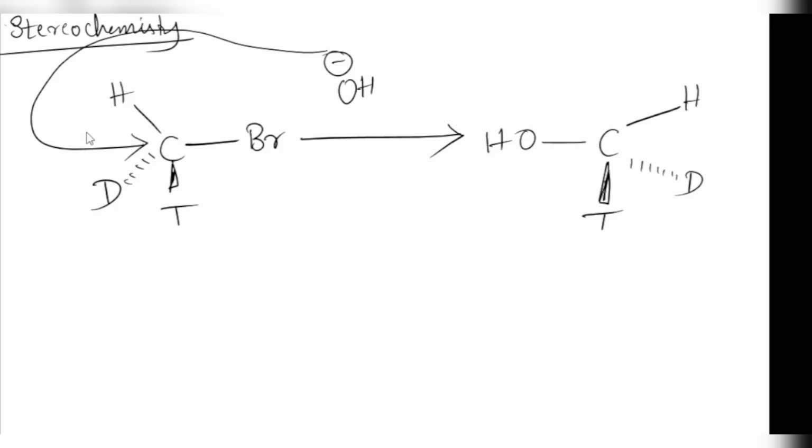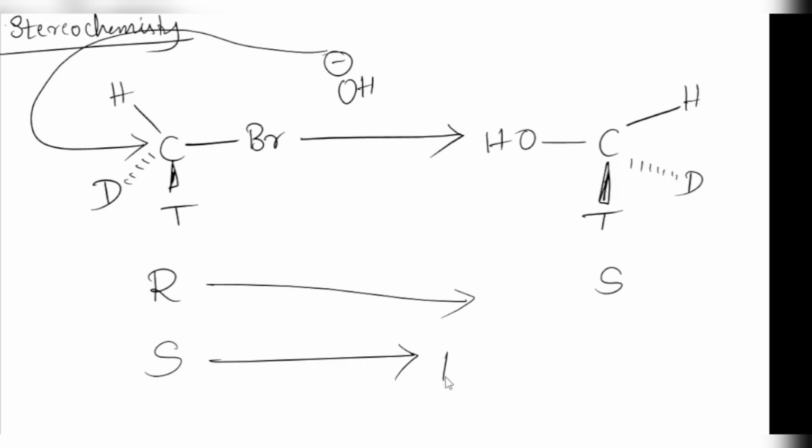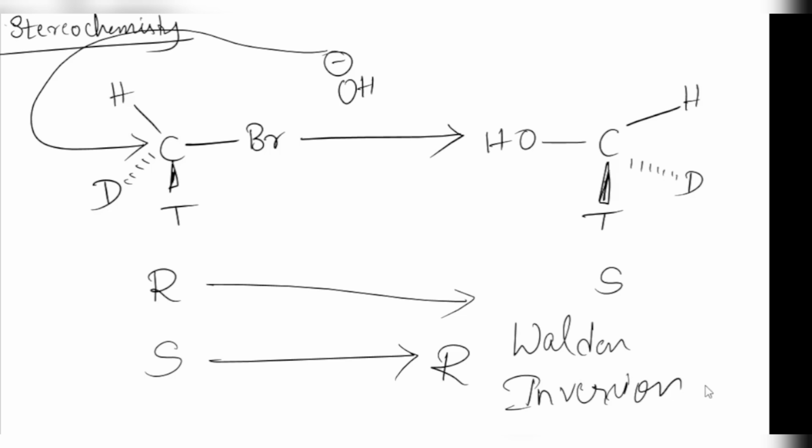Whatever the starting molecule is, if it is of R configuration in stereochemistry, we will end up with the S configuration. Suppose if I take S configuration, I will end up with R configuration. What is happening here? That is Walden inversion. Exact reversal of stereochemistry we can observe over here.